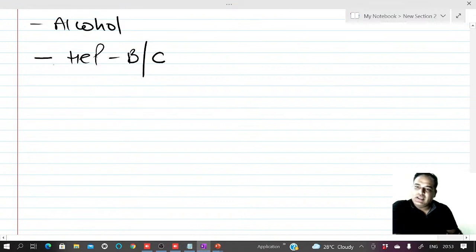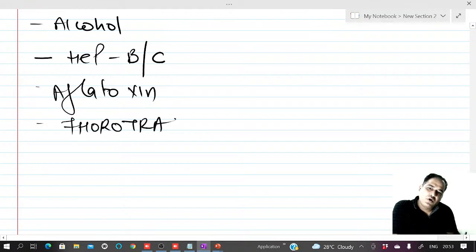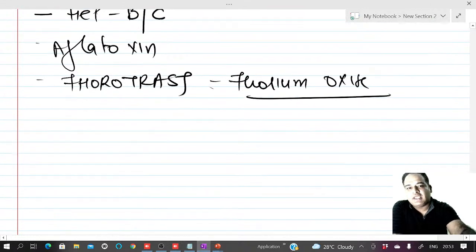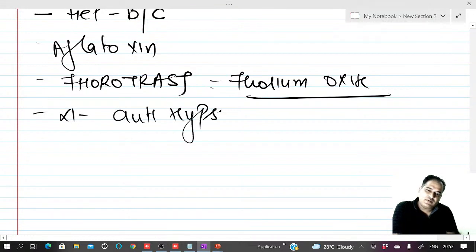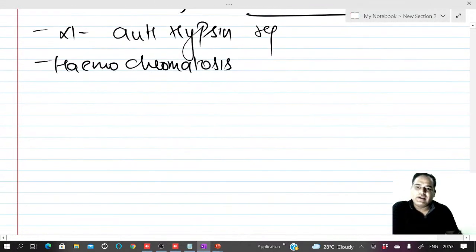Fine. Hepatitis B and C, aflatoxin, thorotrast exposure. Now that was the contrast medium used in the past. Excellent picture quality, but it had thorium oxide. Fine. So alpha-1 antitrypsin deficiency. Fine. Hemochromatosis. Fine. Now naturally it is common in males.